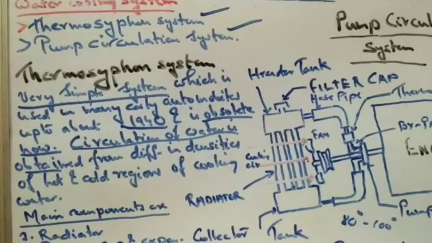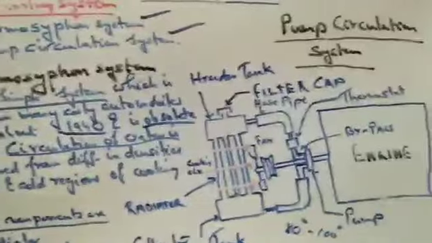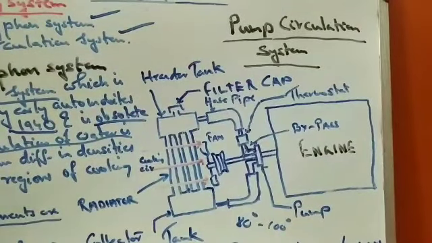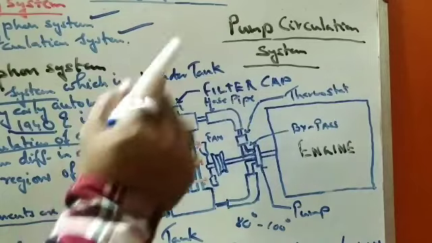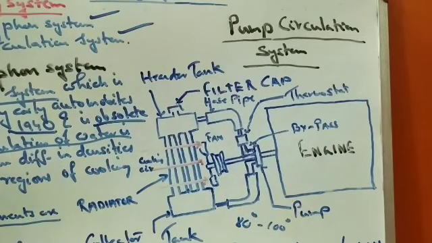Now let's come to the second part, the pump circulation system. A block diagram has been shown for the pump circulation system. You see in the pump circulation system there is a unit called radiator, and on the radiator the top portion is called the header tank and the bottom portion is called the collector tank, and it is connected with the engine. Now there is a fan driven by means of a motor, not from the crankshaft.